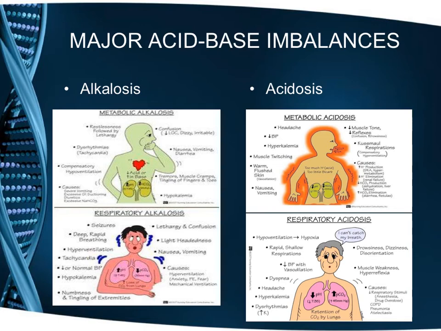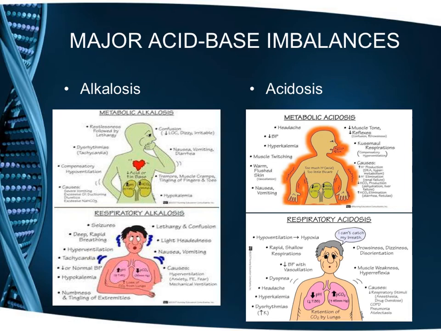Arterial blood gases are the best diagnostic tool for determining acid-base imbalances. An ABG includes the arterial pH level, the PaCO2 level, and the bicarb level, which is HCO3. The arterial pH should be 7.35 to 7.45. The carbon dioxide pressure should be 35 to 45 millimeters of mercury, and the bicarb, HCO3, should be 22 to 26 milliequivalents per liter.